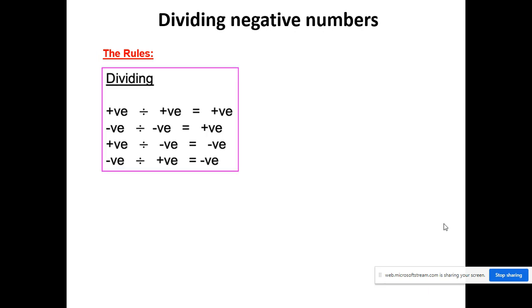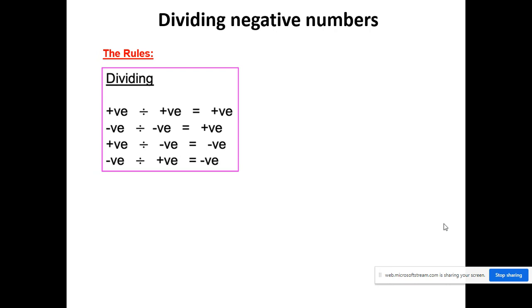The first one is if you've got a positive number divided by a positive number, you will get a positive answer. Okay, so that's the first rule. Please make a note of that, and I'm going to show you a few examples in a moment.